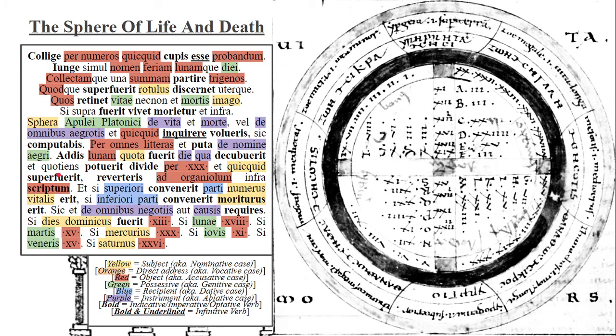Sic computabis, you will calculate it thus. Per omnes litteras et puta de nomine egri. So look through all of the letters. There's an implied, I think, specta or vide here. Et puta de nomine egri. And think about the name of the sick person.